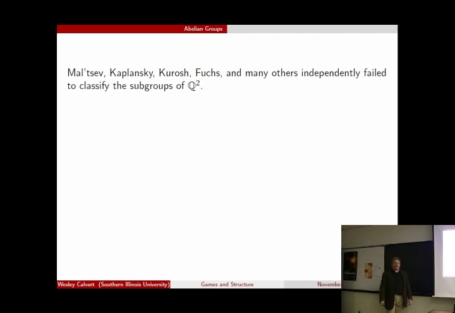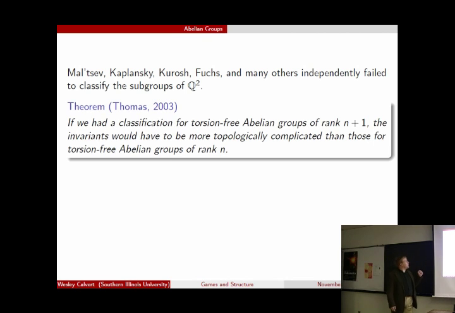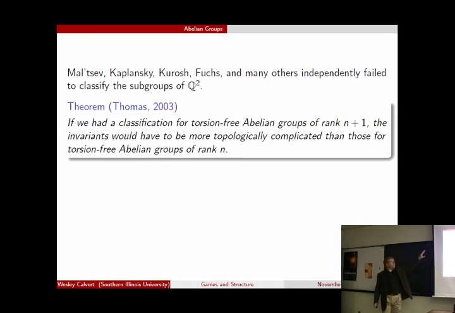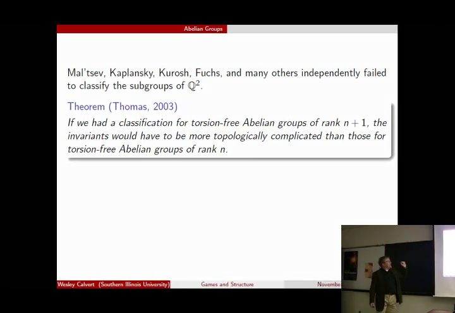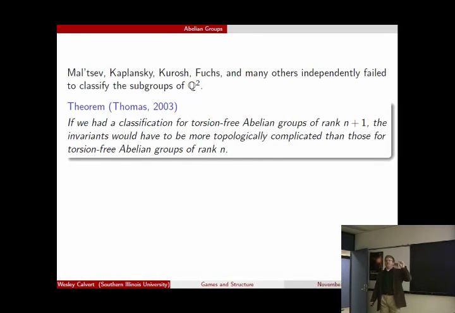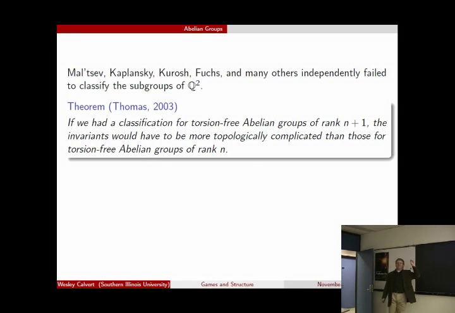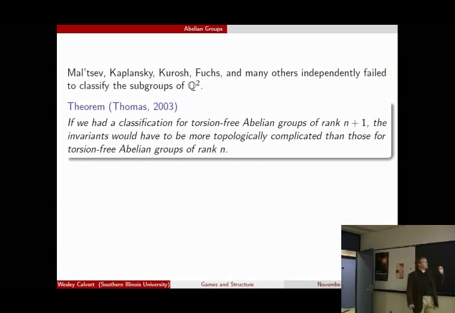And not terribly long after, he showed he was really good at it. And not terribly long after that, he started thinking about why it was so hard to classify the rank 2 torsion-free abelian groups. He and Simon Thomas, working together, did a lot of the background on this. Thomas was the one that finally got the big version of the theorem: that a classification for torsion-free abelian groups of rank n+1 has to be worse than that for rank n. The invariants for rank n+1 have to be strictly more complicated topologically than the invariants for torsion-free abelian groups of rank n.